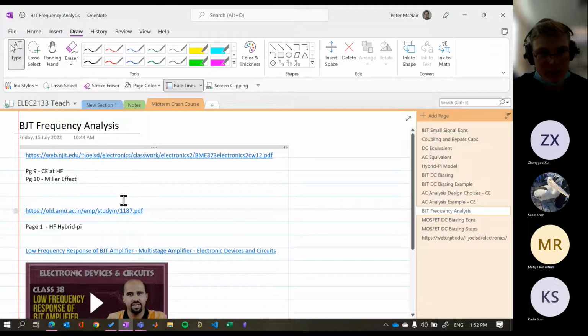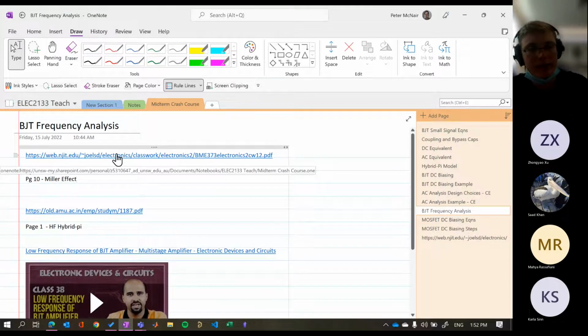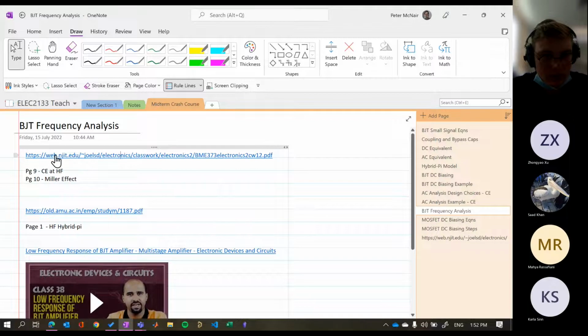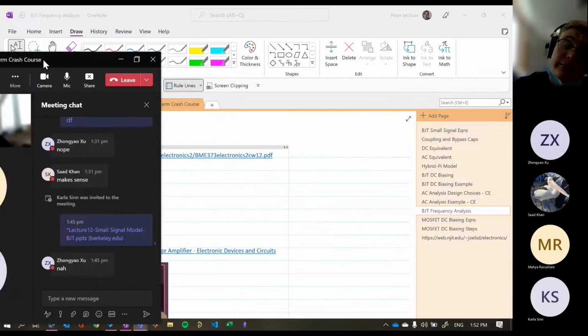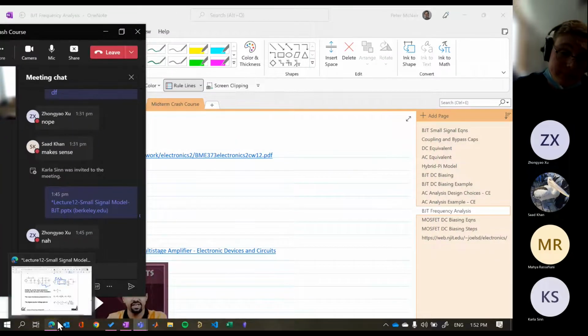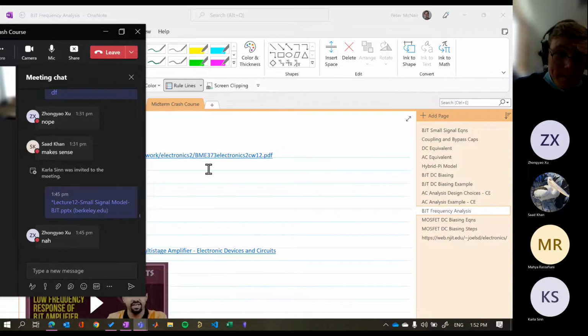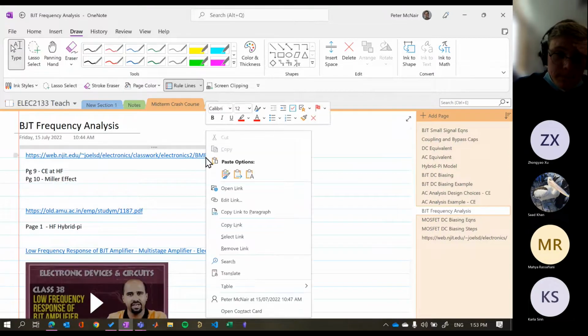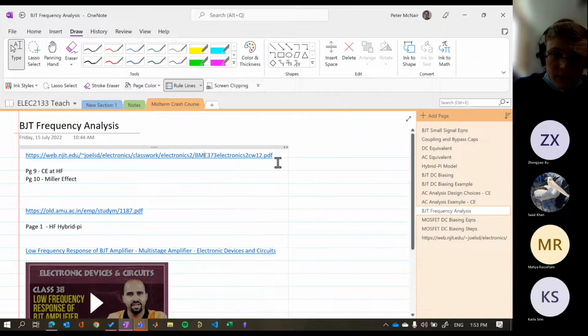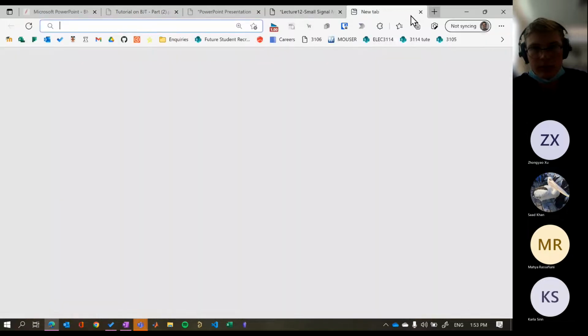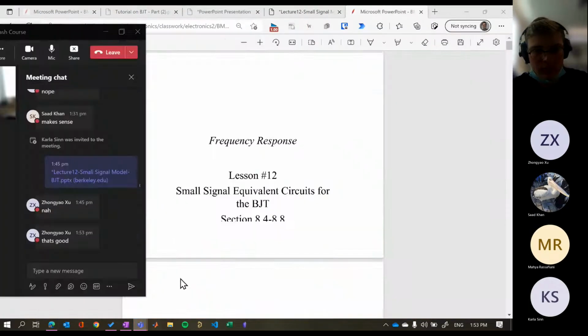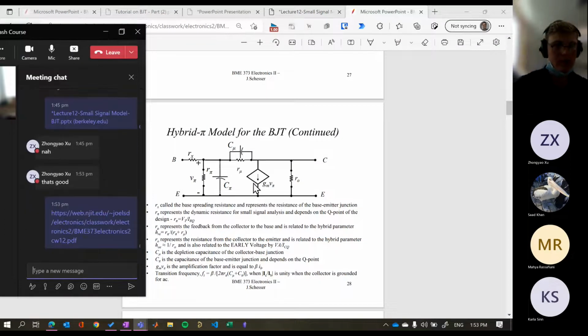So let's have a look at frequency analysis. How's this working for everyone? Do you like this style? Zong, yeah. Okay, that's good. Excellent.